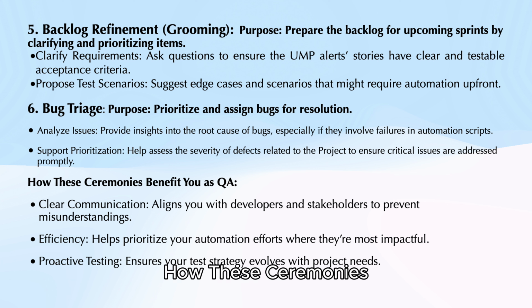How these ceremonies benefit you as QA. Clear communication aligns you with developers and stakeholders to prevent misunderstandings. Efficiency helps prioritize your automation efforts where they're most impactful. Proactive testing ensures your test strategy evolves with project needs. That wraps up our video on how Agile methodology works and how Scrum helps teams deliver high-quality software efficiently.